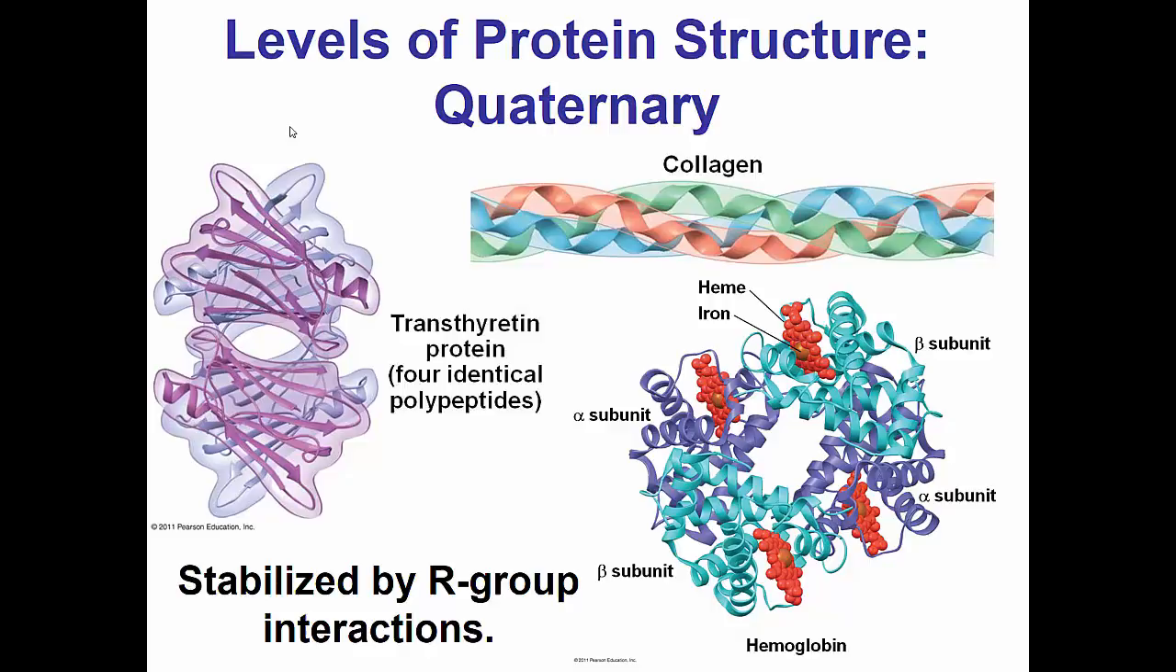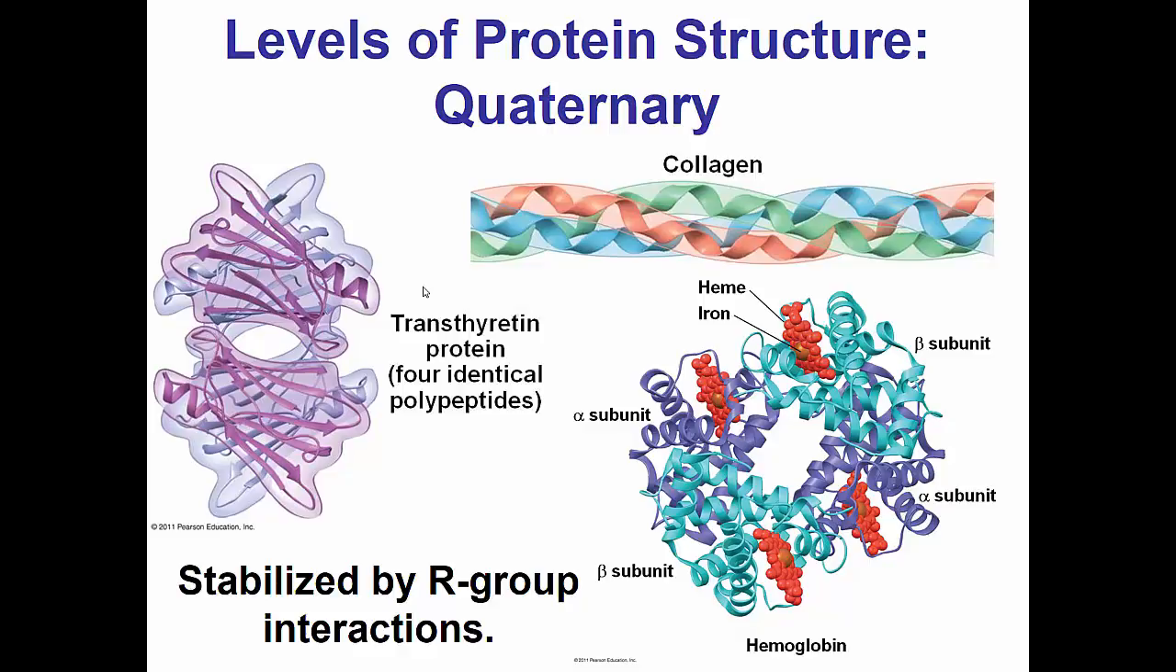The final level of protein structure is quaternary structure. Now, not all proteins have quaternary structure because quaternary structure occurs when a protein is composed of multiple polypeptides. You can see several examples here. For example, collagen is this triple helix, so we have 3 different polypeptides. Hemoglobin, shown here, is composed of 4 different polypeptides, so 2 alpha and 2 beta subunits. And transthyretin, shown here, is composed of 4 identical polypeptides. And just like tertiary structure, this is stabilized by interactions between the R groups. It just occurs when proteins are made up of more than one polypeptide.